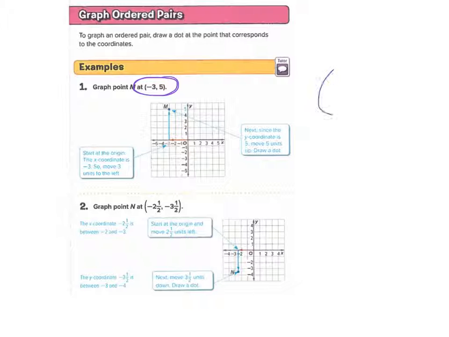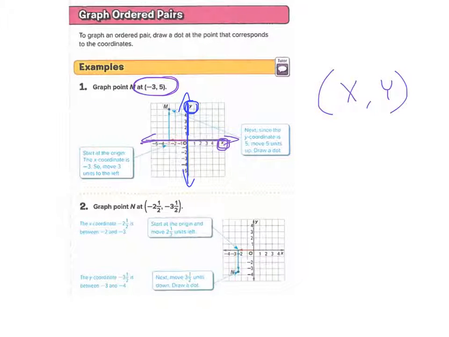A good way to remember it is the first coordinate is always your x, the second coordinate is always your y. Think of it kind of like the alphabet. X comes before y. So the x is always first, then the y. The x is your horizontal axis. So the first number tells you where to go along the horizontal axis. The second number is your y. That's your vertical axis going up and down.